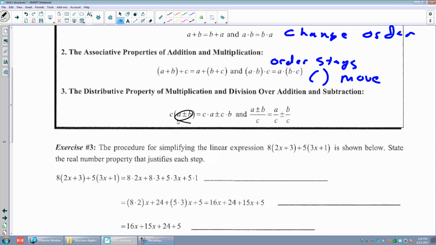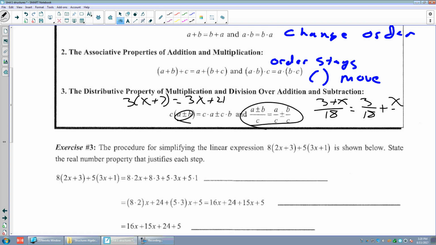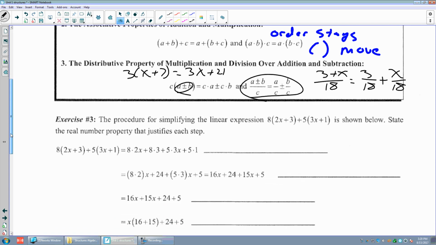What it says is something like 3 times (x plus 7) equals 3x plus 21. And it also works for division here. So (3 plus x) over 18 equals 3 over 18 plus x over 18. And you can use the same thing for subtraction.